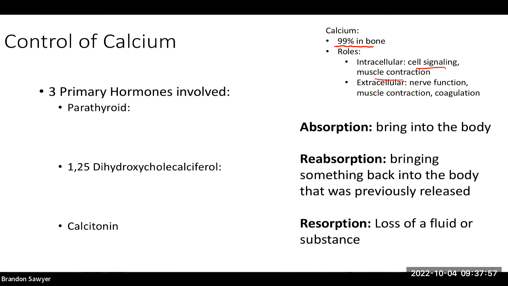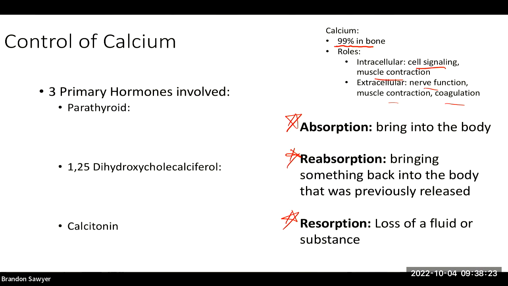But yeah, lots of important roles for calcium, right? As well as nerve function, again muscle contraction, and coagulation of the blood too. Since everybody's writing down those terms, I'll go ahead and talk about them. There are three terms that are slightly easy to mix up, and it's easy to not quite understand the difference between them. And we'll be using those three terms.